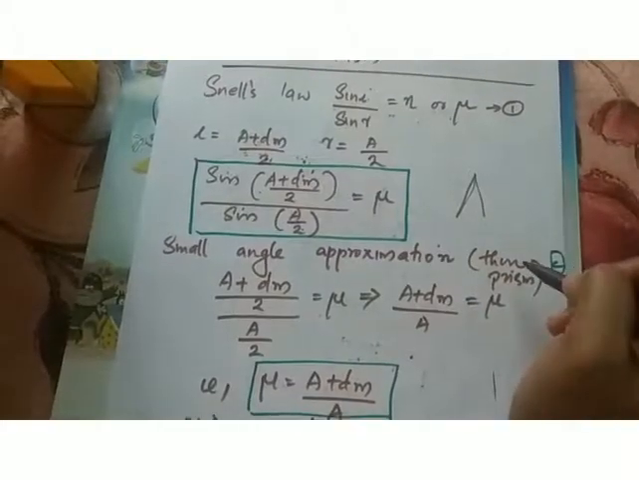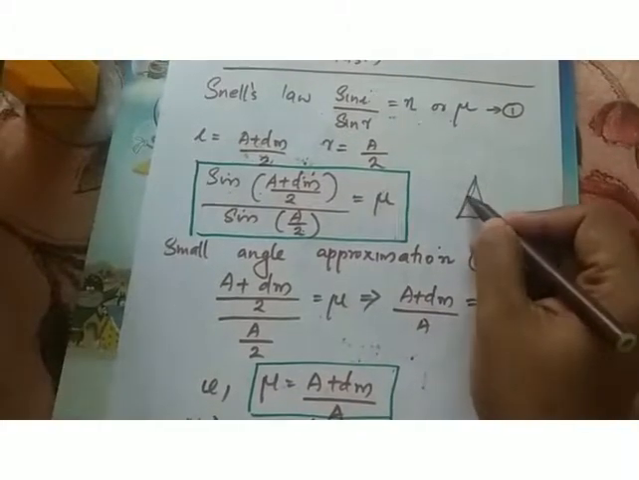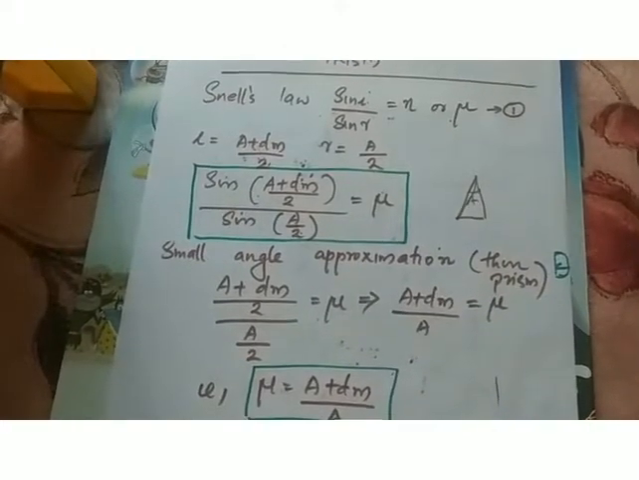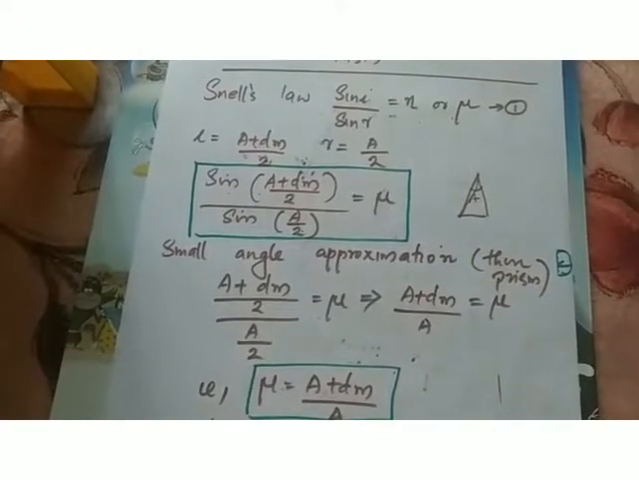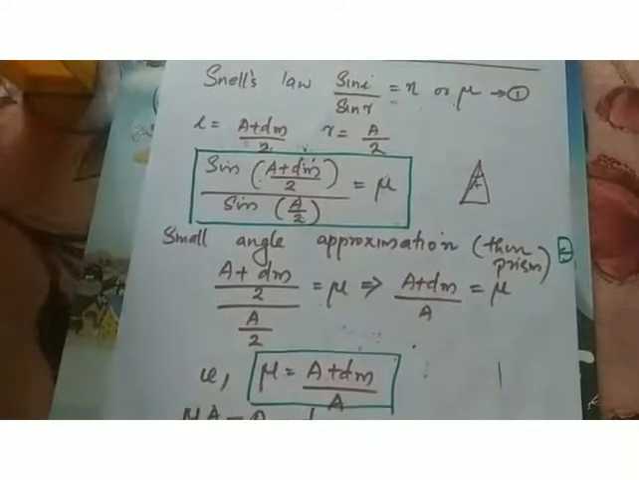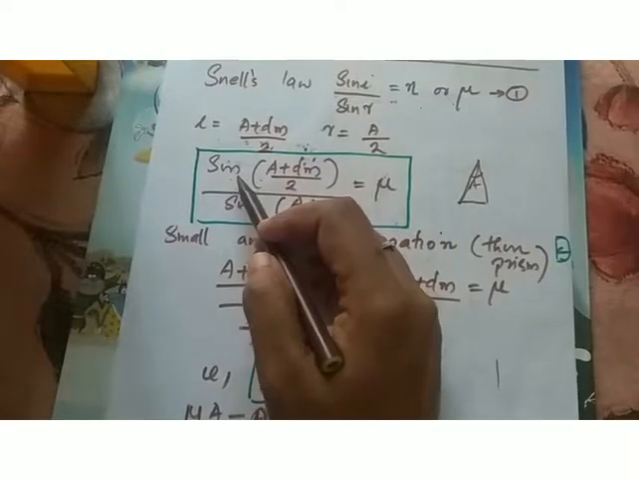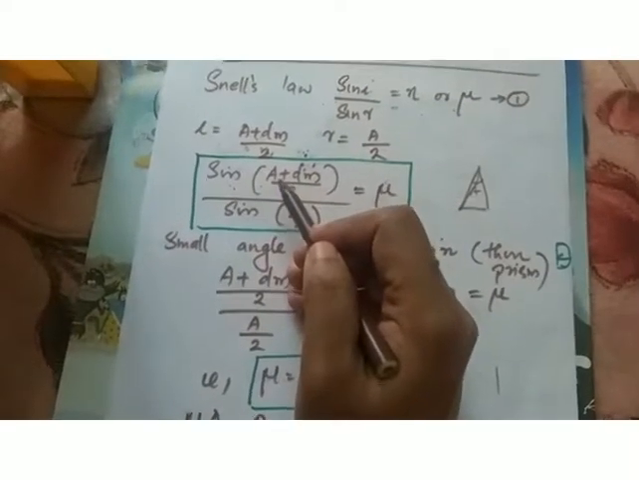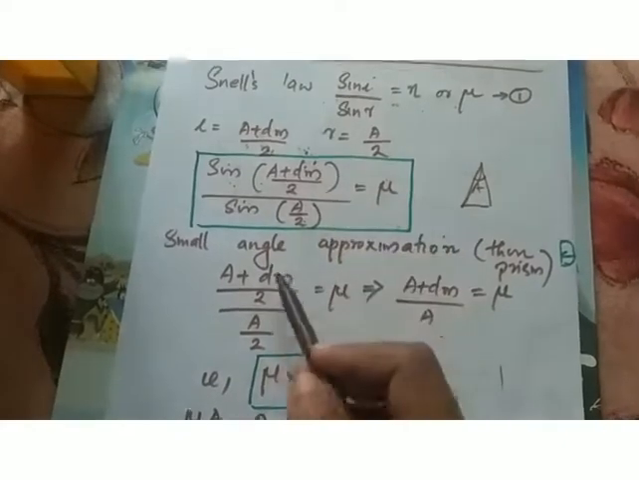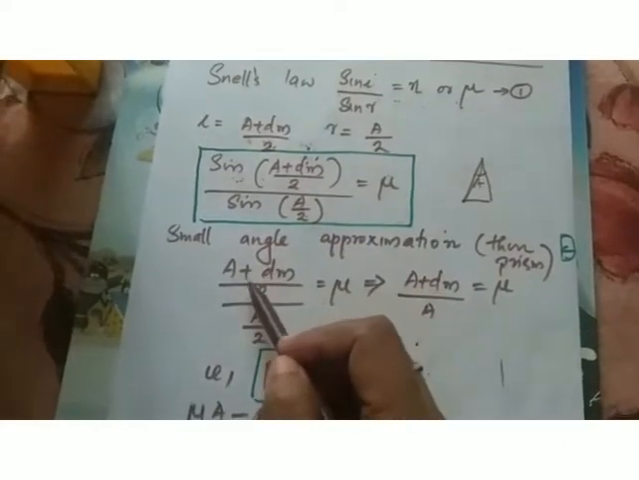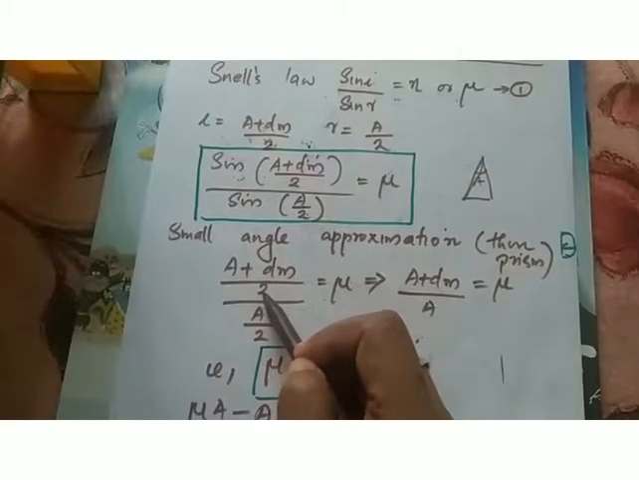For a thin prism, this angle of the prism A is very, very small. So for a thin prism, we can apply the small angle approximation. So what is the small angle approximation? For small angles, sin theta is approximately equal to theta. So here sin of A plus dm by 2 is approximately equal to A plus dm by 2.